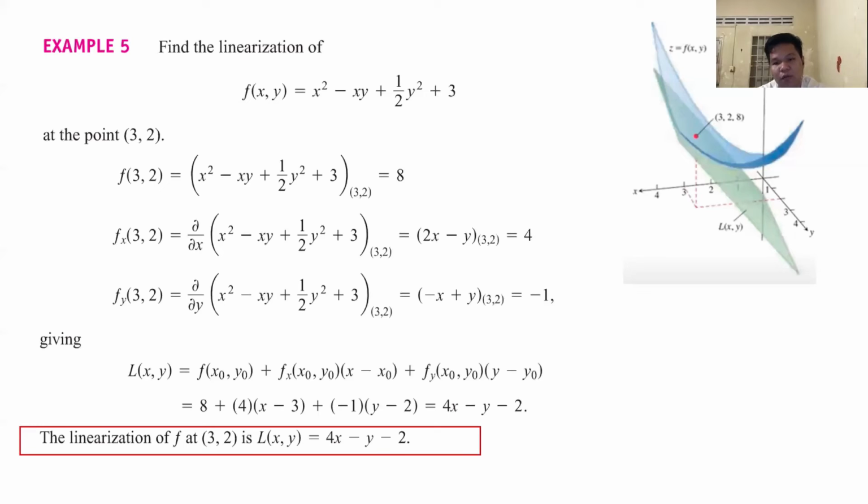So we got 4. And then we do the same for f sub y: we differentiate f(x, y) with respect to the variable y and substitute them. So we got minus 1. By substituting those values into the formula that I presented above, we got the linearization of f at (3, 2): L(x, y) equals 2x minus y minus 2.